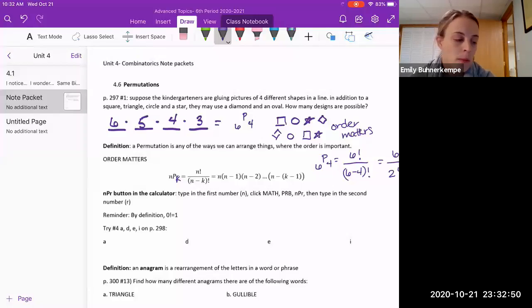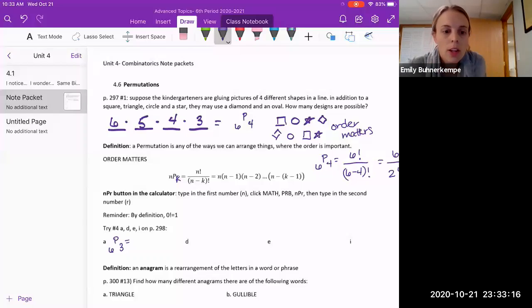So we're going to try number 4 on page 298. I would encourage you to pause the video and try these on your own, and then come back and see what we've done here. All right, so hopefully you've paused the video and you've tried these on your own. Number 4, question A, asks us to do 6 permute 3.